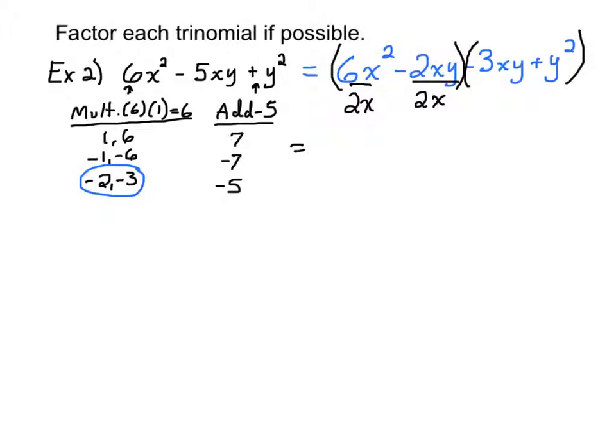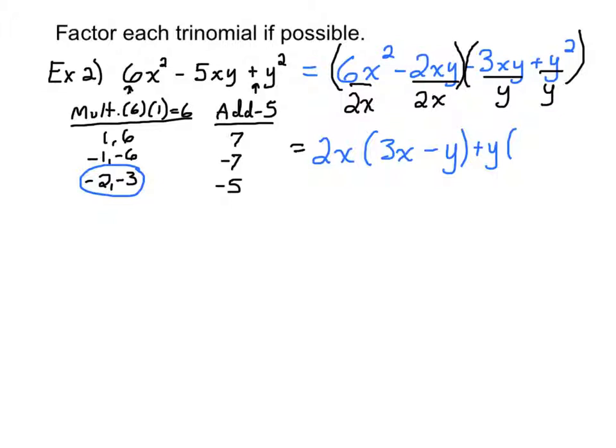That leaves us with 2x out front, and then in brackets the leftovers. 6x squared divided by 2x is 3x, and -2xy divided by 2x is just -y. The second group here has a common factor of y. So I'm going to go ahead and divide y out of that, and write plus y in my next step, with brackets.